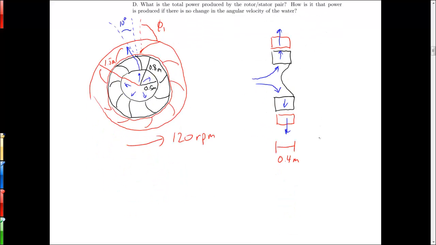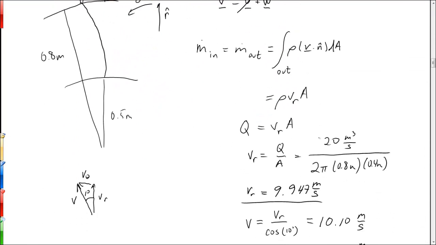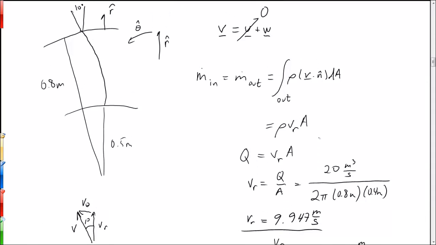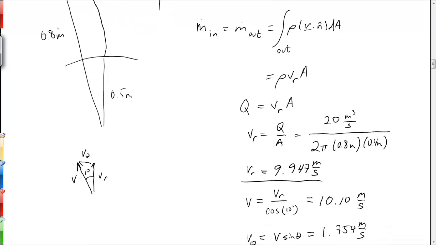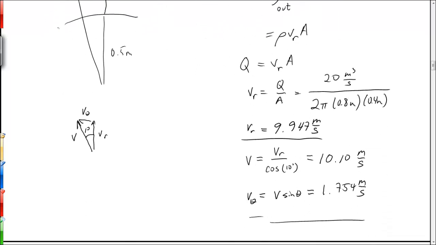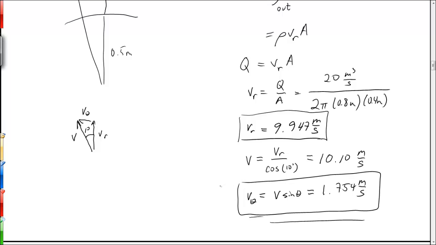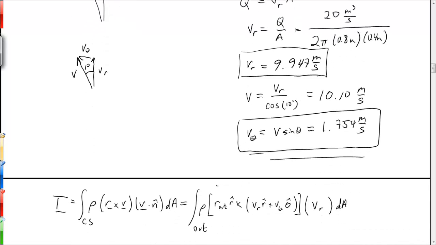So in part A, we went and analyzed the flow through the stator, which deflects the flow by 10 degrees in the circumferential direction. And we found, most importantly, that the radial velocity of the flow was 9.947 meters per second, and the tangential velocity was 1.754 meters per second.